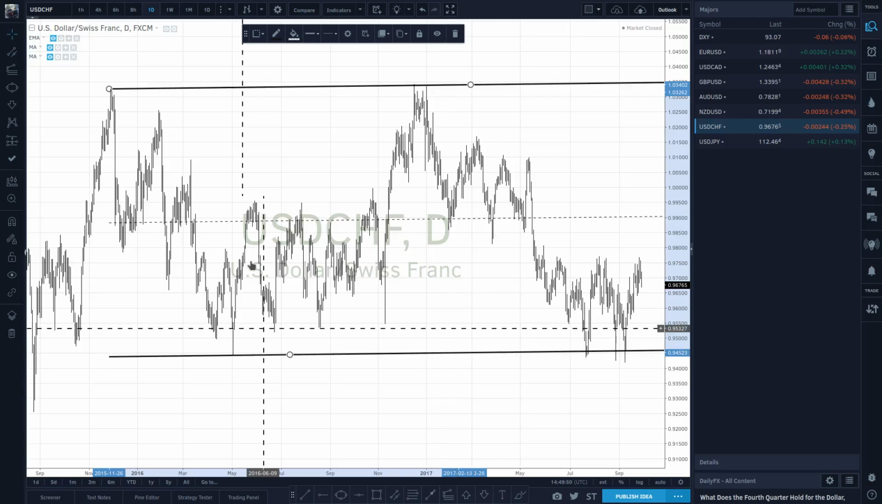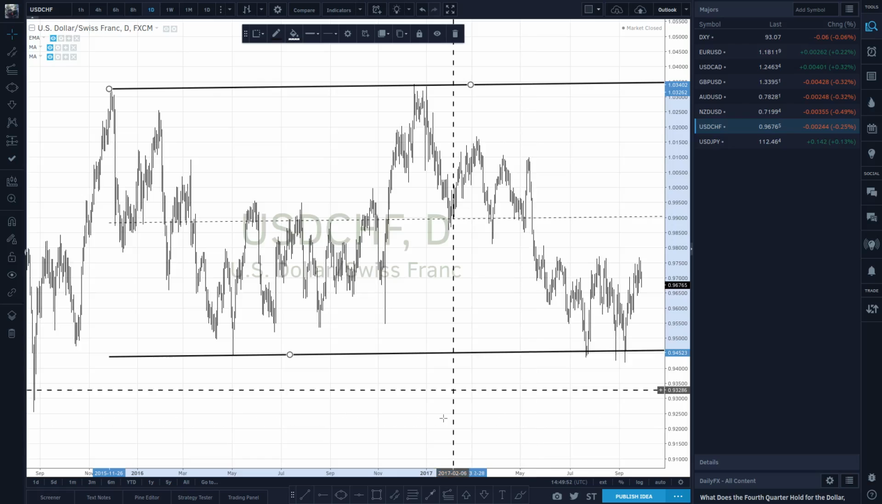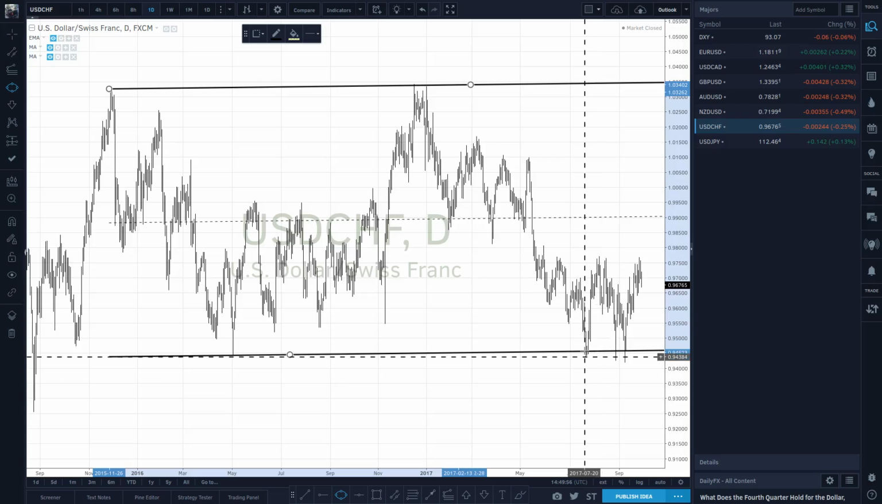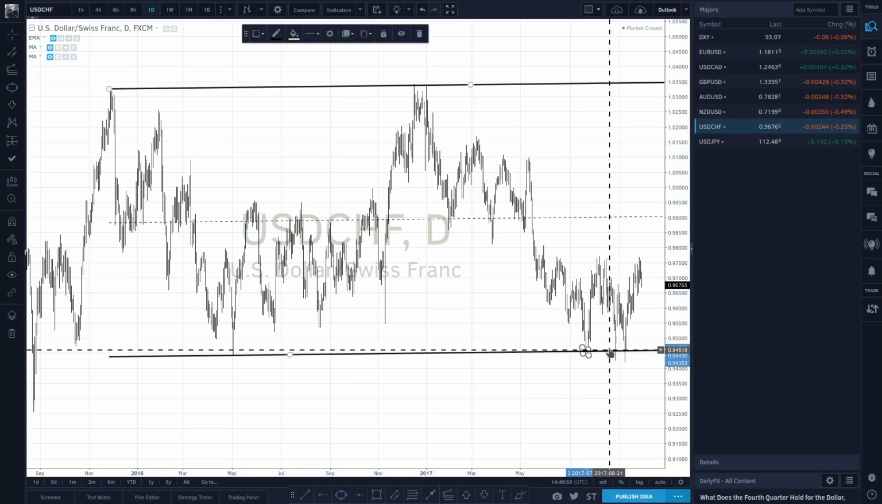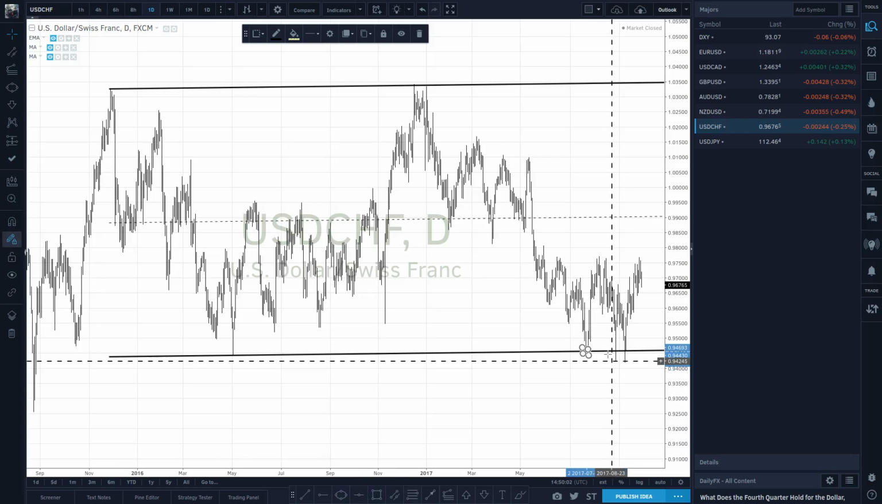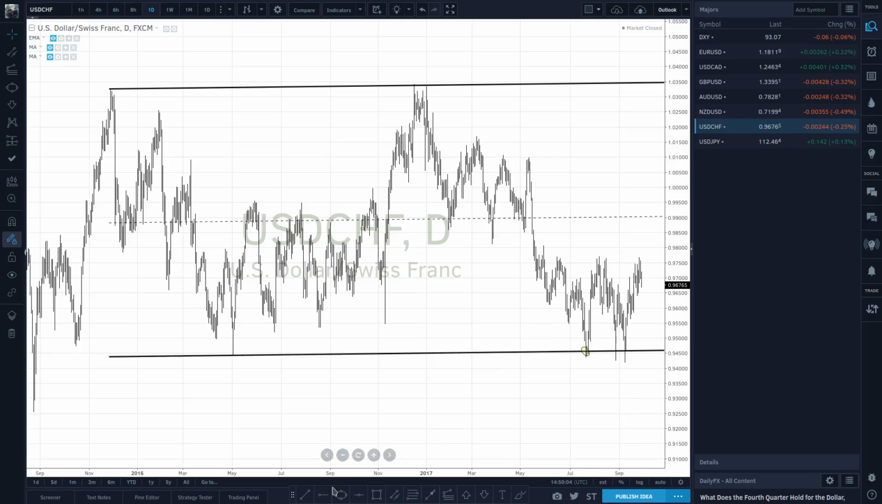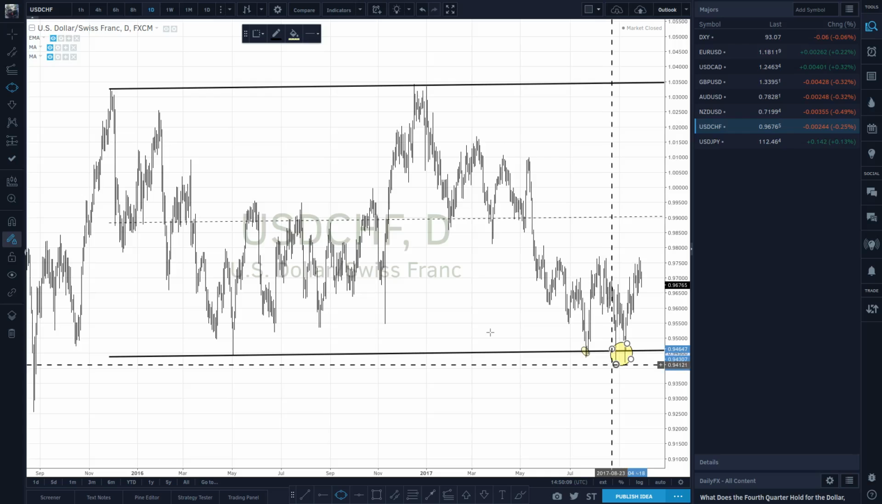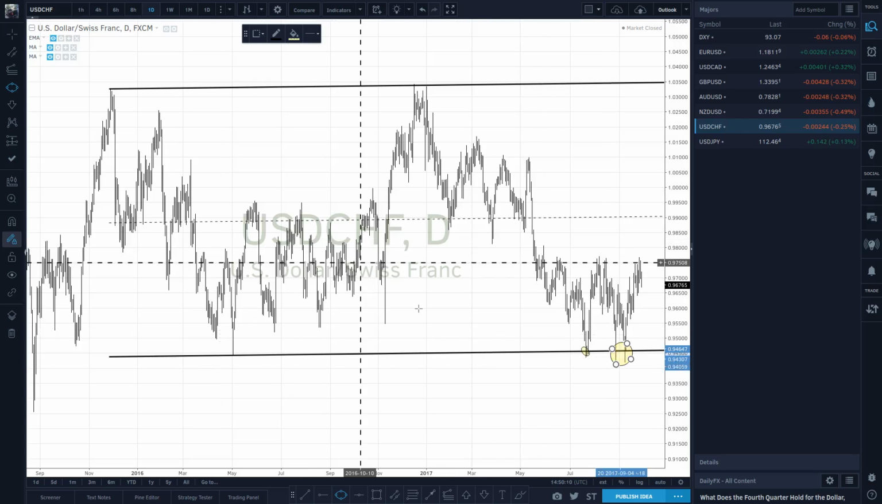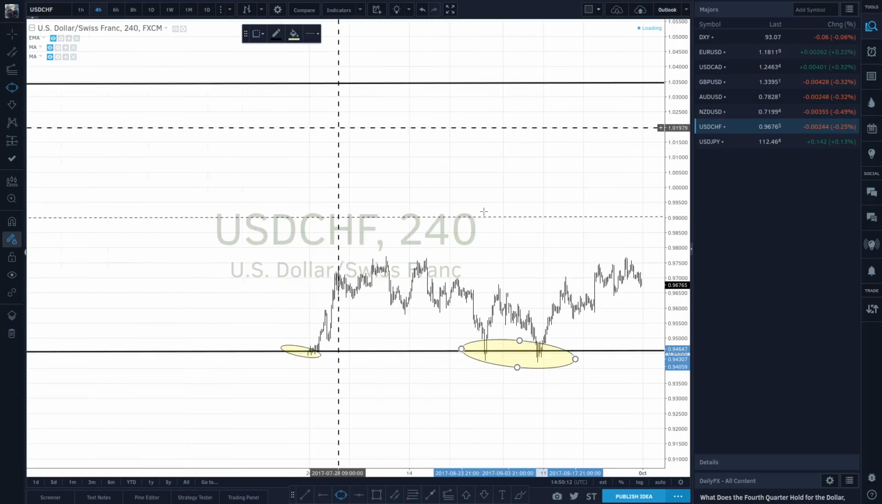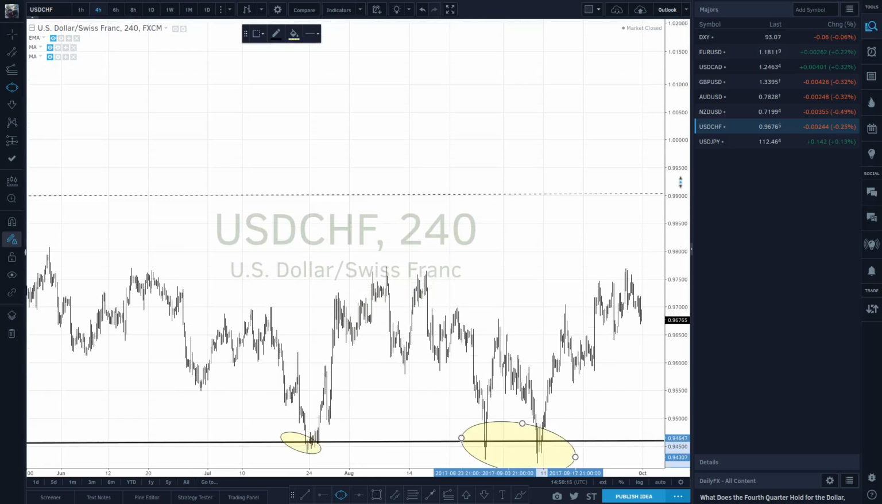So here we are. We sort of have a channel like this going in a range. Looks like price, we've already had a few tests at the bottom of this channel. We actually got 3. I'm just going to highlight these 2 completely. Let's go down to a 4-hour chart, see if there's anything tradable for the dollar Swiss.